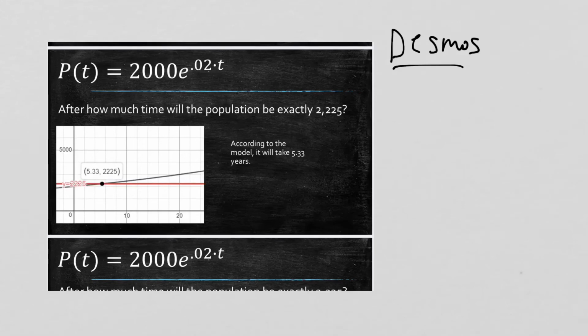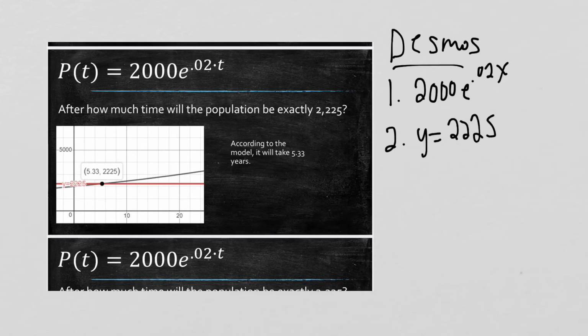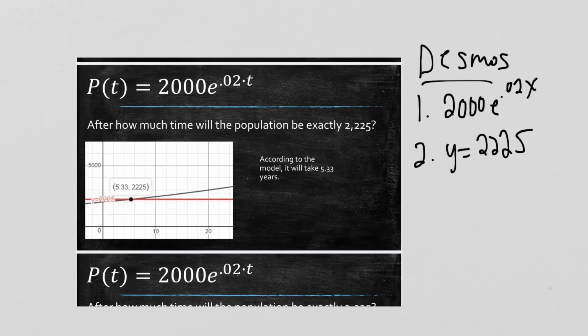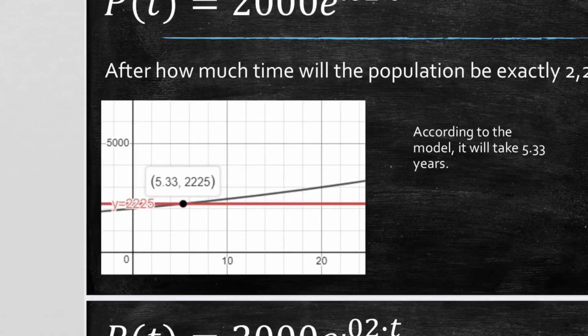So what we're going to do in our Desmos cells is, in the first cell, we're going to put our function, remembering that Desmos mostly just likes to work with variables like x. So we're going to do e to the 0.02 times x instead of t, right? And that's going to graph our function for us. And then in the second cell, we want to put y equals 2225. What that does is it graphs a horizontal line at the y value that we're looking for, which is 2225.